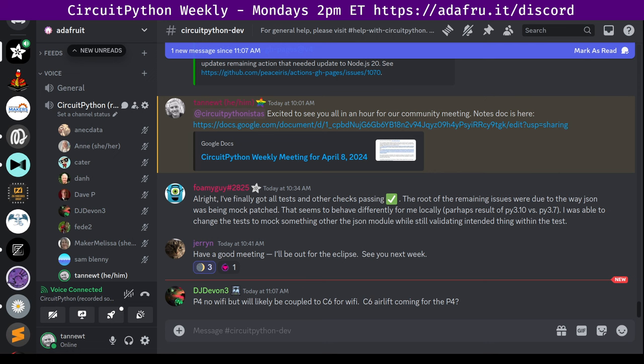And DJDevon3 notes in the chat that the P4 does not have Wi-Fi. So just heads up, that's one of the first chips from Espressif that doesn't have Wi-Fi or a radio at all, actually. It's the first one I know of without a radio completely.